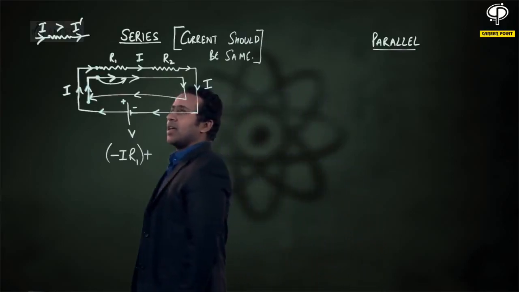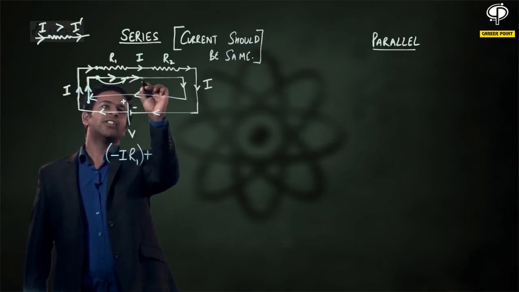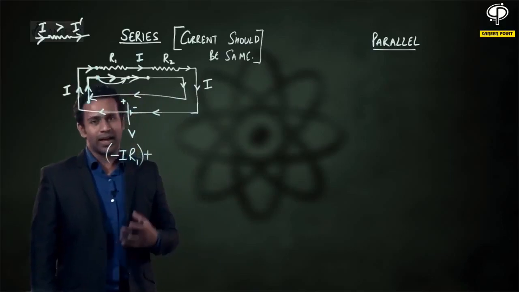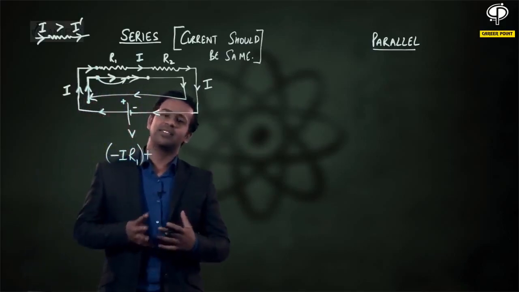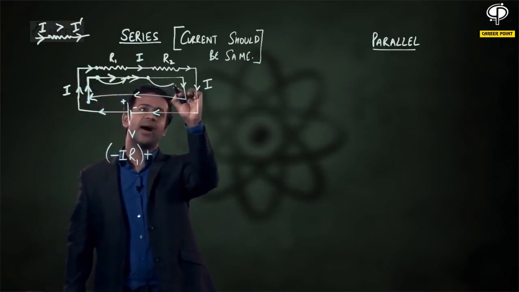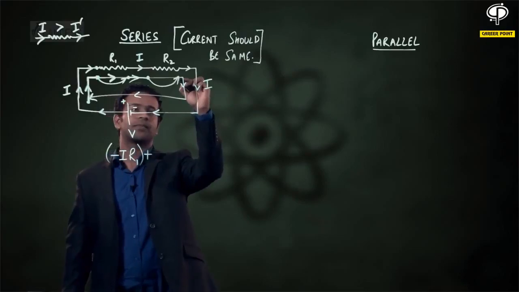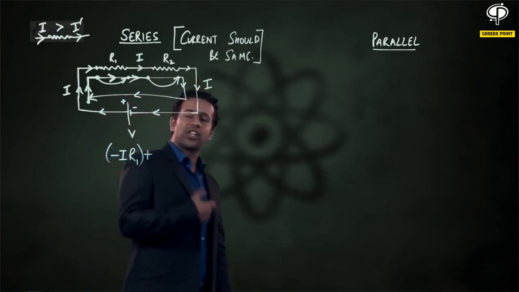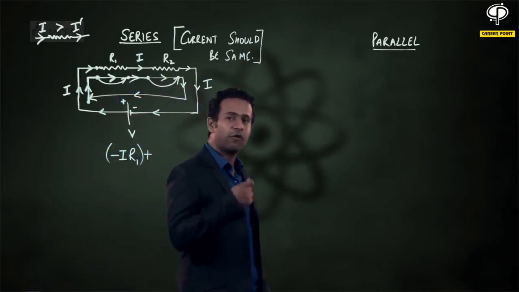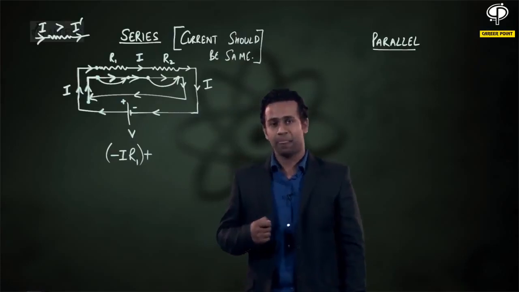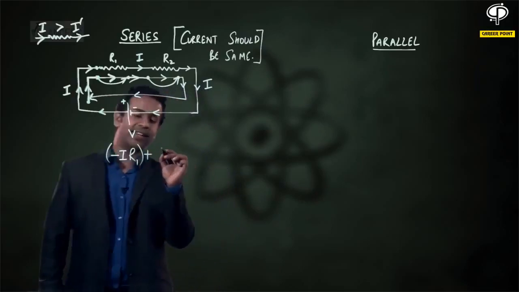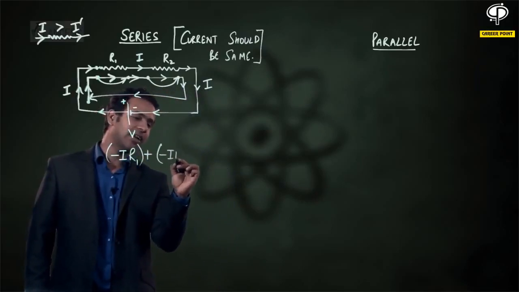Right. Then from this point onwards to somewhere till here, before the beginning of R2, we know again there is a conducting wire, hence there is no potential difference. The potential difference will be encountered when we jump across R2. In this jump across R2, again our direction of motion and the direction of flow of current are both the same. Hence the potential difference will again be negative. So the second term is minus I into R2.